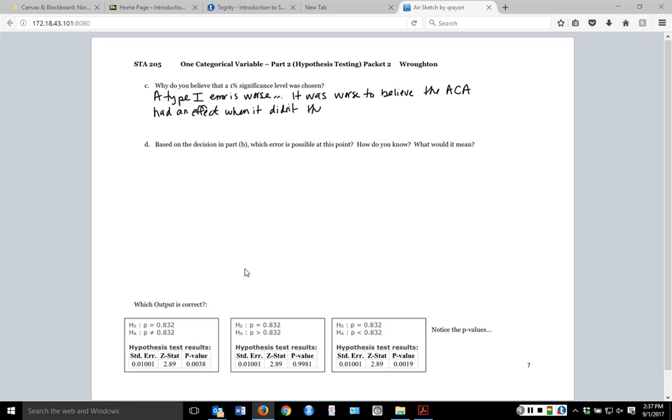Than it was to believe it didn't have an impact when it did.